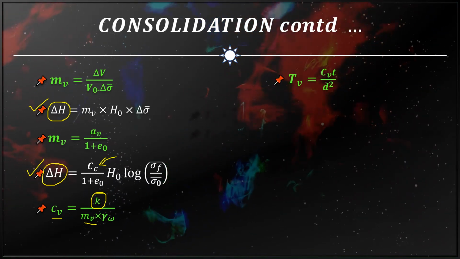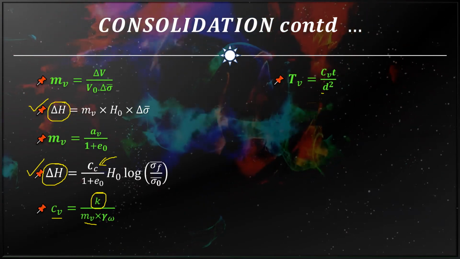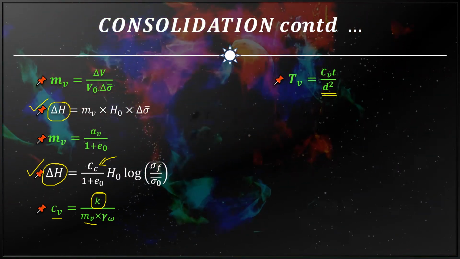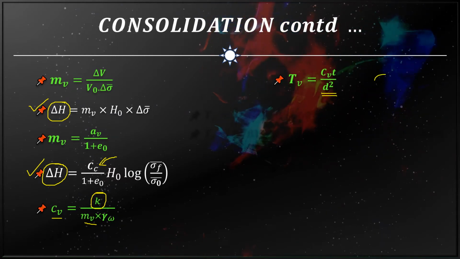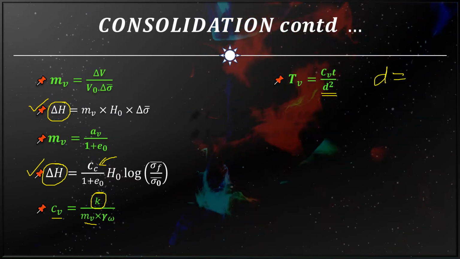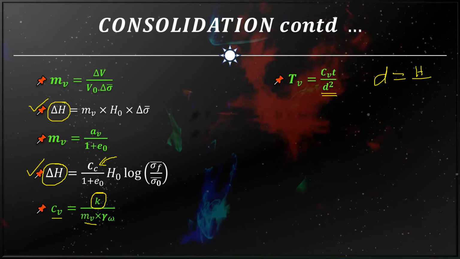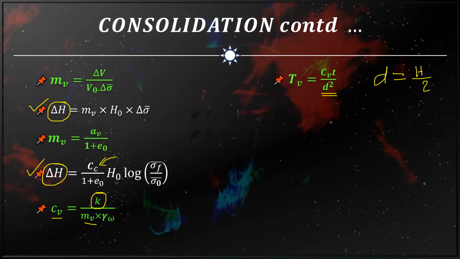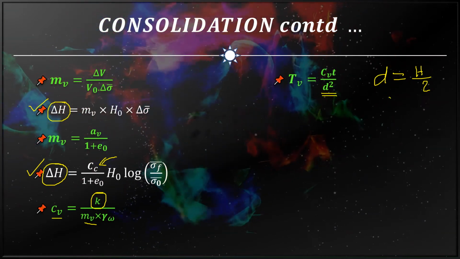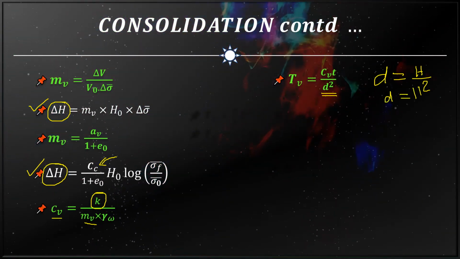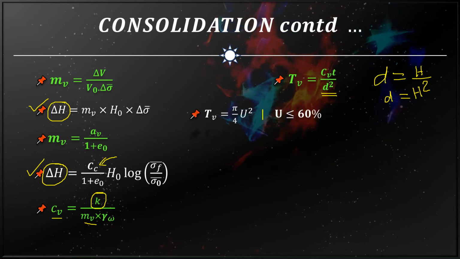Tv is equal to Cv t by d square, and d is the drainage path. If both top and bottom have drainage, then d is equal to the total height of the sample divided by 2. When only the top or only the bottom portion allows drainage, then d is equal to h. So accordingly we have to calculate.